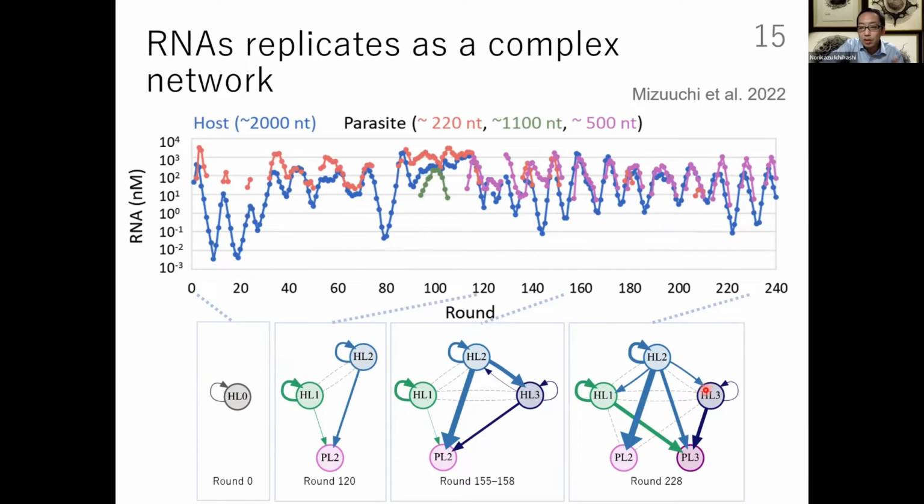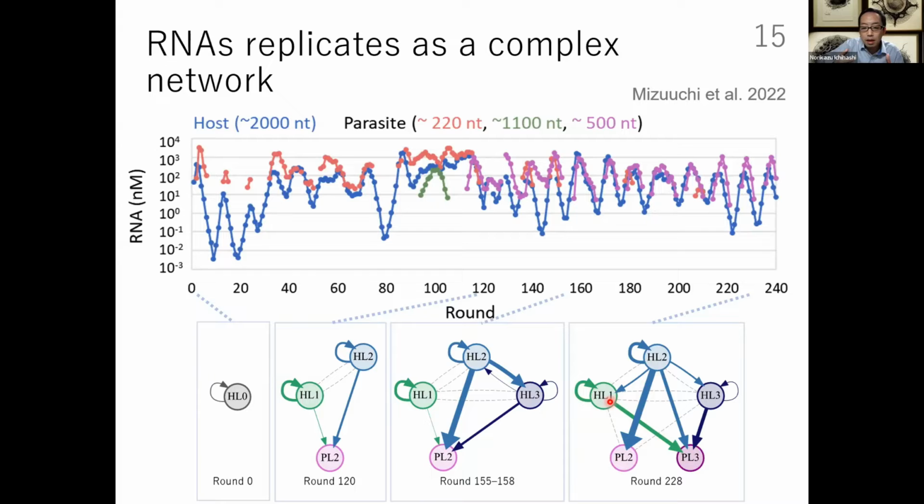And the final, I'd like to explain the final RNAs: we found that many interactions appeared between the RNAs, especially HL2. This is one of the host species, which replicates itself and preferentially replicates the PL2 parasite species, but HL2 also replicates all the other RNAs. It is a very cooperative RNA. In contrast, HL1, which is another host RNA, replicates itself and only one type of parasite species. So HL1 is a very selfish RNA.